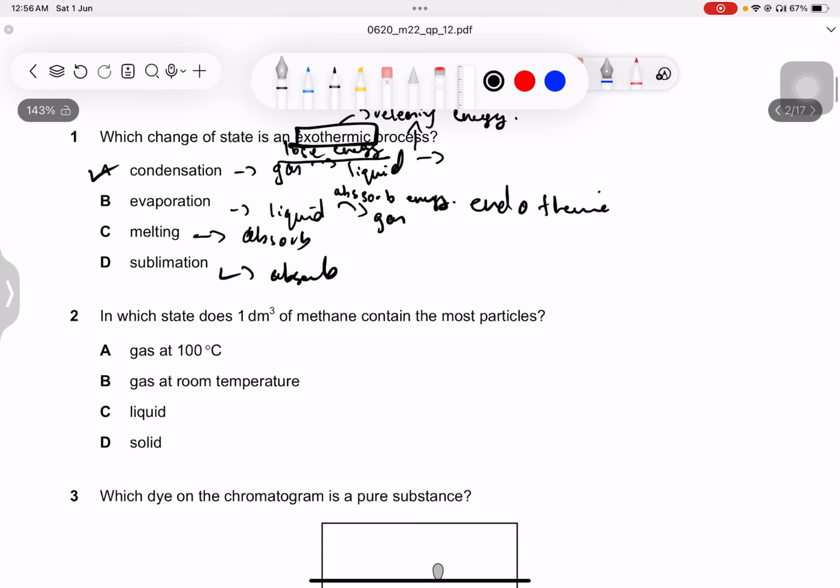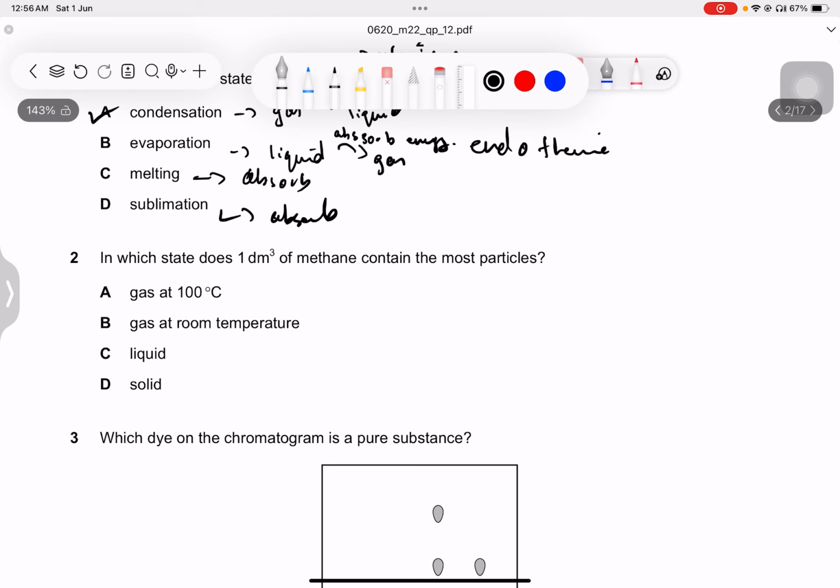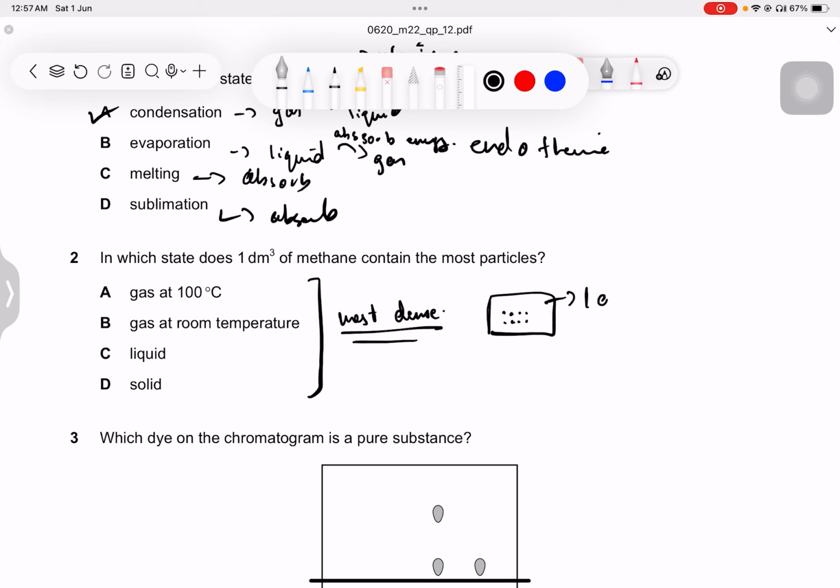Next question, in which state does 1 dm cube of methane contain the most particles? So the answer will be which is the most dense. The most dense will have the most particles in 1 unit volume. Most dense means the state which has particles most close together, because then more particles will be needed to fill this 1 dm cube space. So more particles will be needed if it is a substance having particles close to each other.